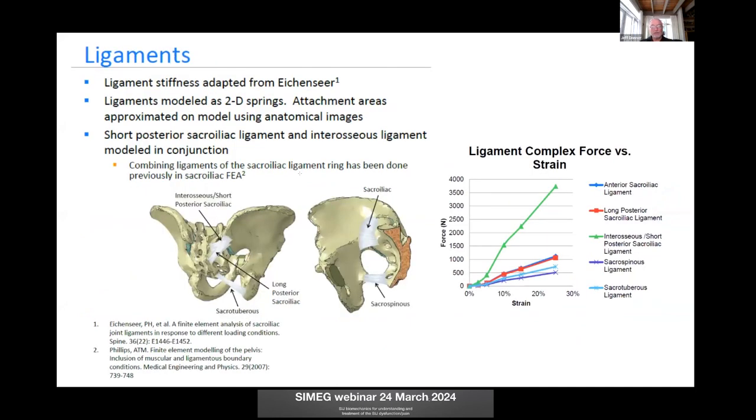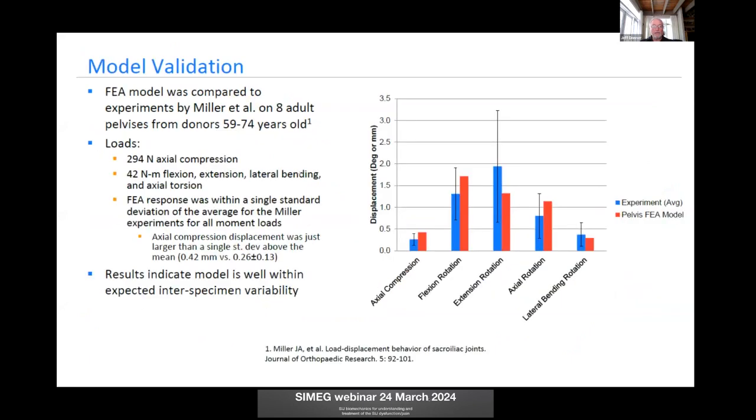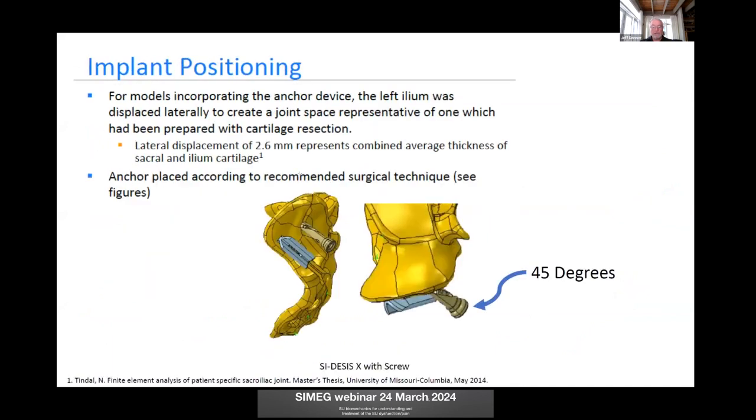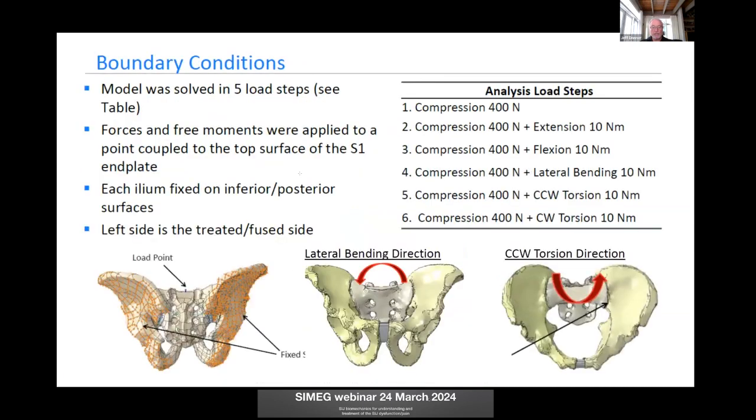I'm not going to get into the details, but you have to include not only the bone, but the ligaments, and then you have to validate it, which they did against the literature, and it showed it was valid. And then we're going to start placing the implants. And how you choose these really has to do with the anatomy that we discussed and how to get a good bony fusion in a safe place. So these are the directions that we chose, and you can do it with different implants and different positions.